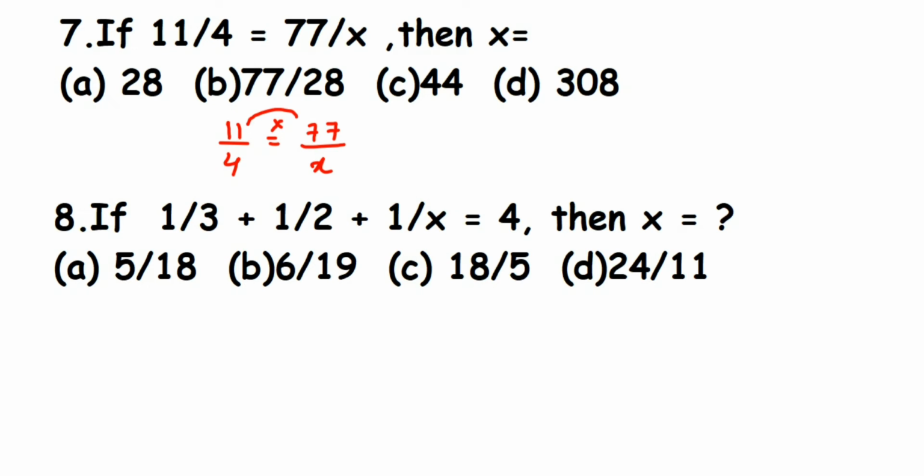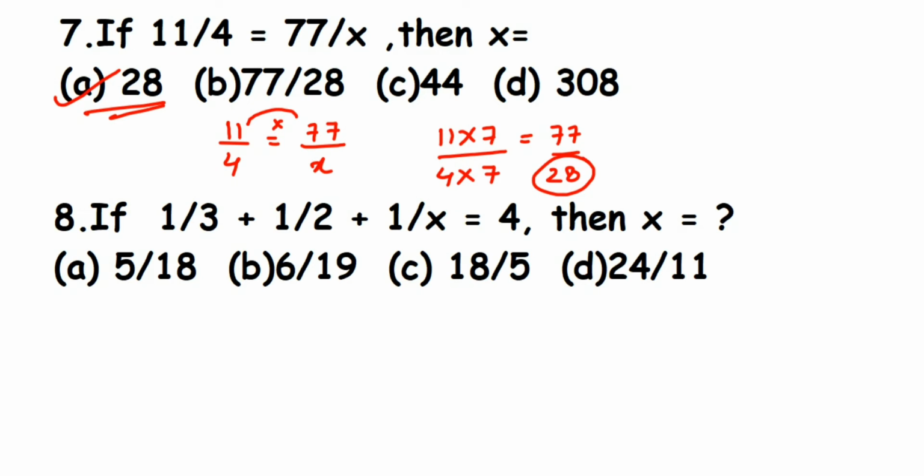Okay, the number is greater, right? So we're multiplying. So with 11, what should I multiply to get 77? It's 7, because 11 sevens are 77. So the same 7 you multiply with 4. So 7 fours are 28. So 28 will be the x value here. That's it. Then the next question, that is the 8th one.